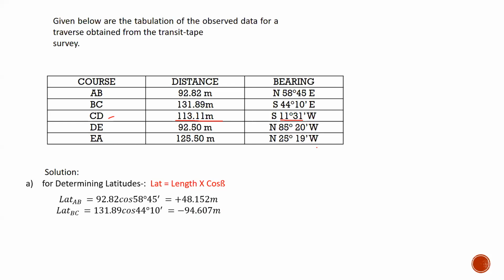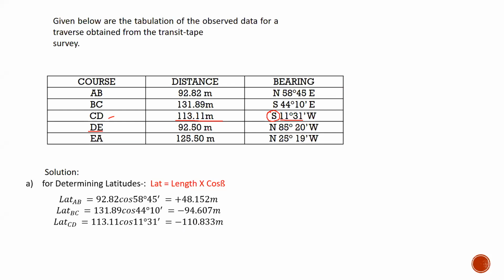We have negative 110.833. So we have negative. Again, please take note that when we do balancing, use at least 3 decimal places. We have negative 110.833 meters. Negative because it is south. The latitude is south.